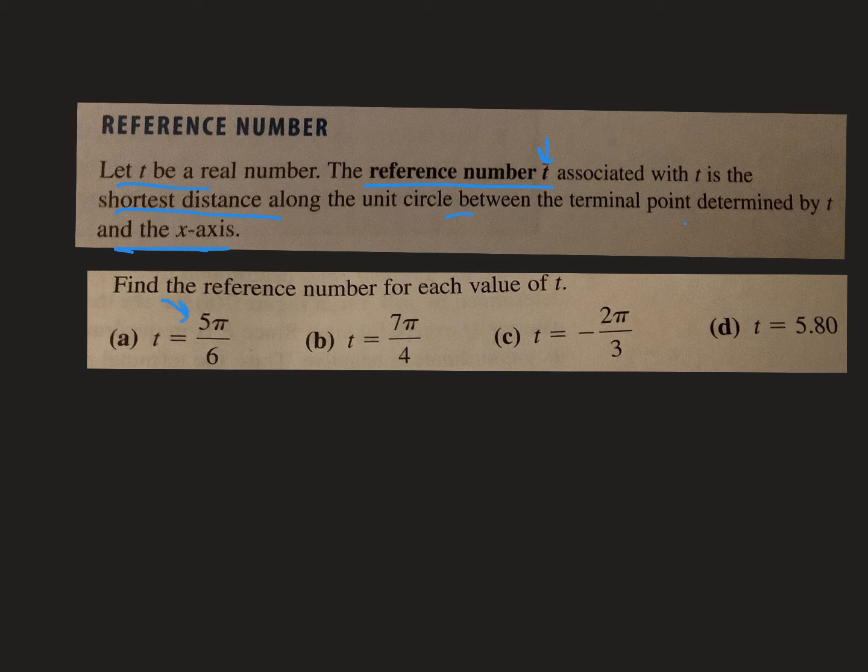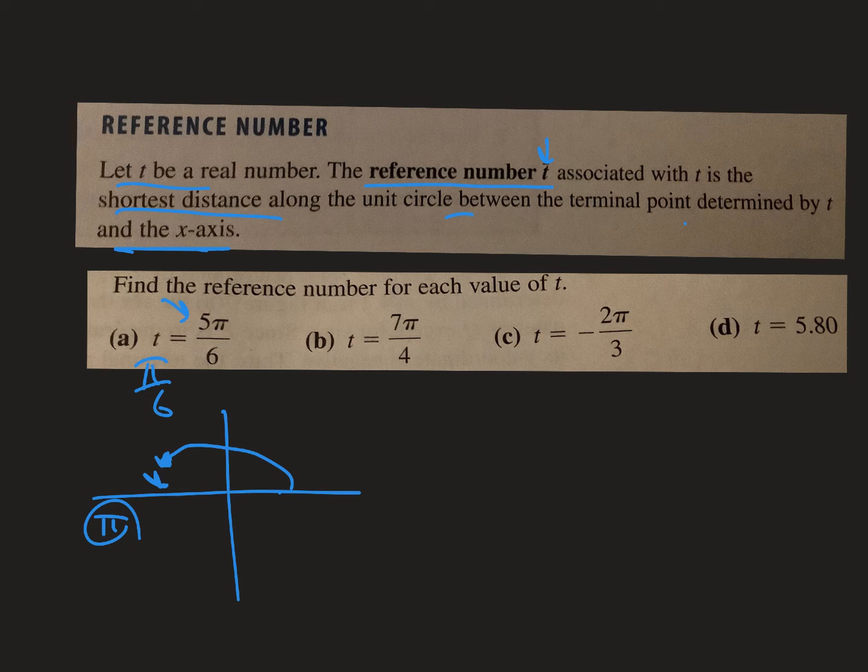The first one says 5 pi over 6. If I were to go 5 pi over 6, that would put me almost to 1 pi. Like pi's there, so 5 pi over 6 would be about right here. There's my terminal point. Now, the question is, how far away is that from the closest x-axis? And the answer is, it's pi over 6 away, because if I did one more pi over 6, that would put me at 6 pi over 6, which is 1 pi. All right, I hope that makes sense.